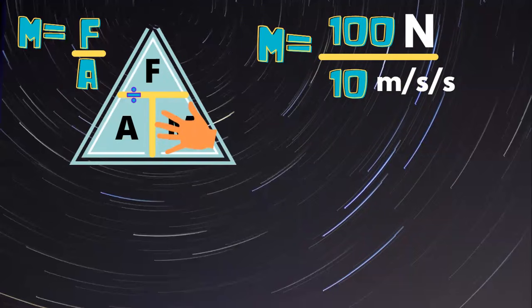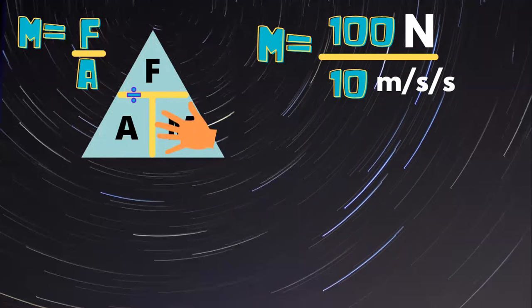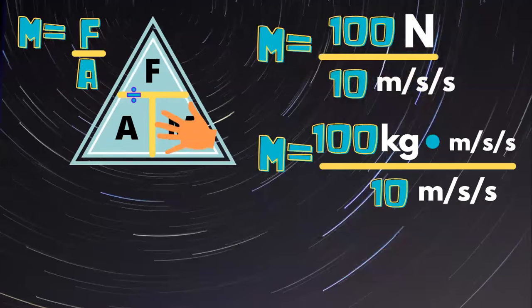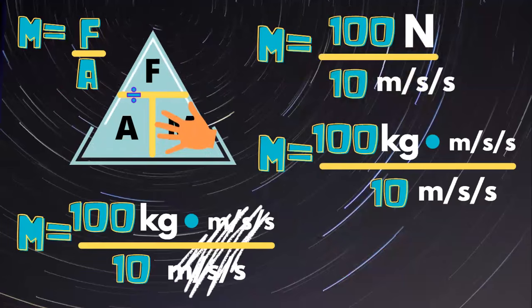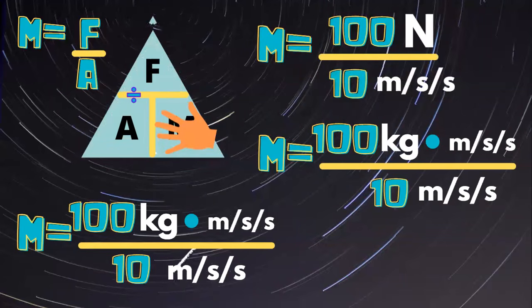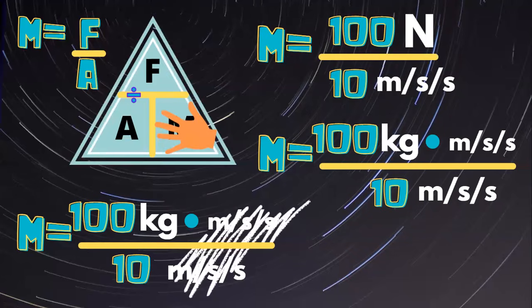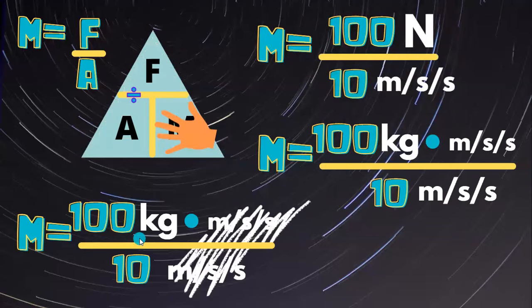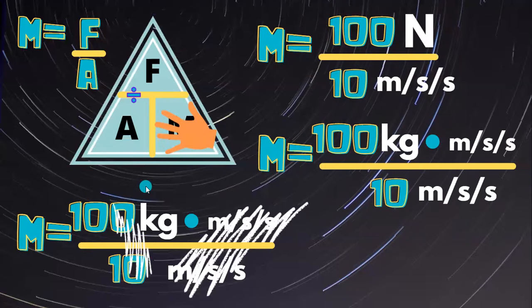So we have mass equals 100 newtons divided by 10 meters per second squared. Again, we're going to change the newtons back to kilograms times meters per second. And then we're going to be able to cross off those meters per second squared. Now, the fun thing about this problem is that we have lots of zeros. So since our 100 has a 0 and our 10 has a 0, we can go ahead and cross off one of those at the end of each, just to make the problem a little bit easier for ourselves.